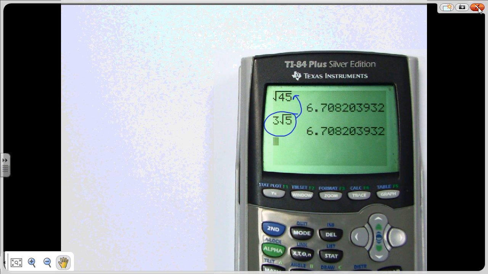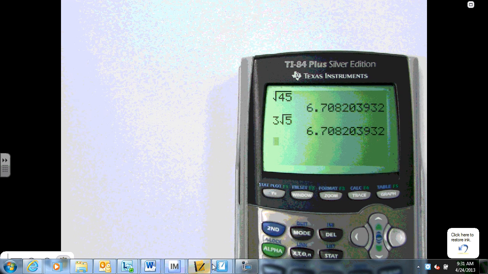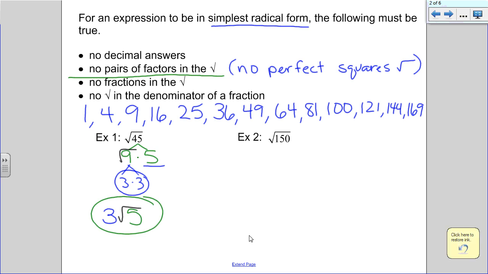Any questions on that first one, ladies and gentlemen? Where did the 3 come from? From that square root of 9, from that pair of 3's. Where did the 5 come from? How did we decide to put a 5 underneath there? Because 9 times 5, and did 5 have anything to pair up with? No. So my singleton stayed underneath. That pair came out from the square root of 9.